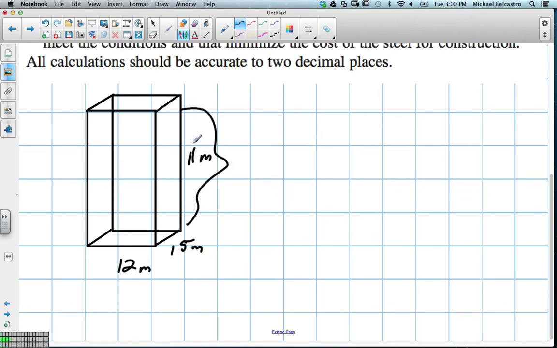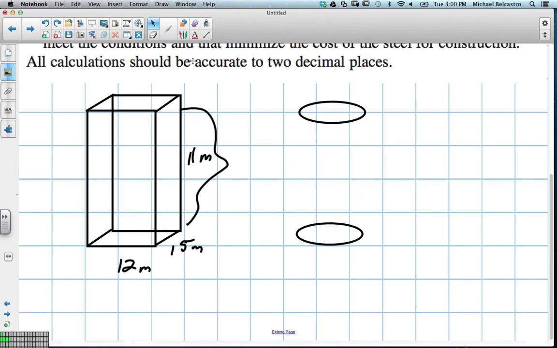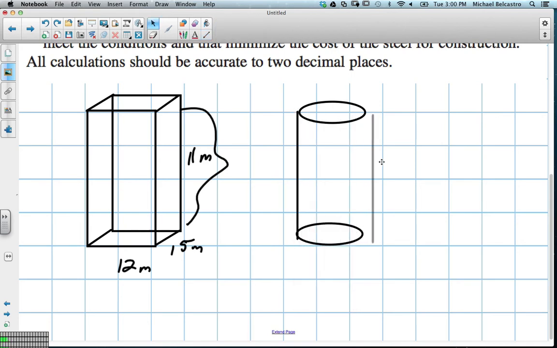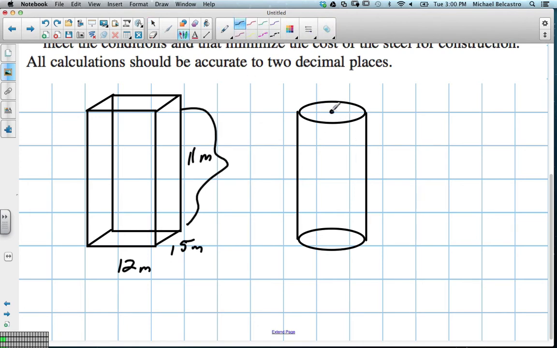We need to fit a cylindrical storage tank inside. Oops, wrong one. Let's do the oval. So we have to get a storage tank in there. Let's just fix that. That looks something like this. And let's move this over so it fits. There we go. Okay. Now, we're going to have to put some restrictions on our tank.